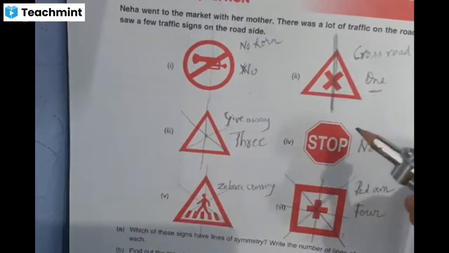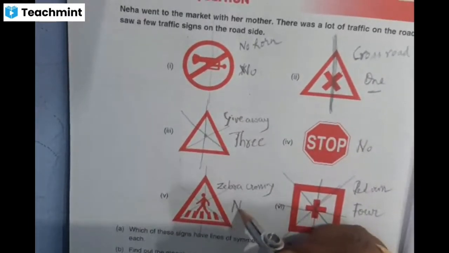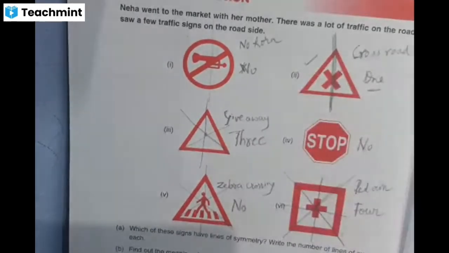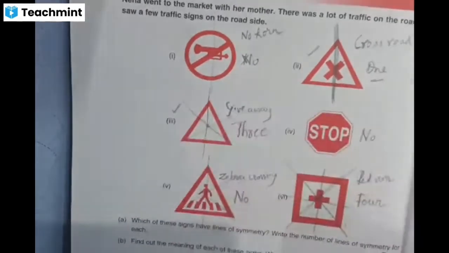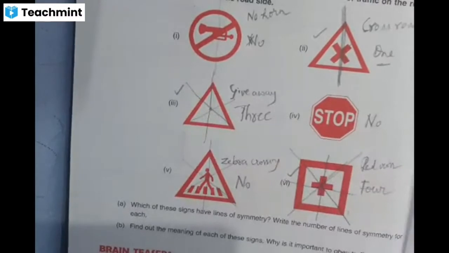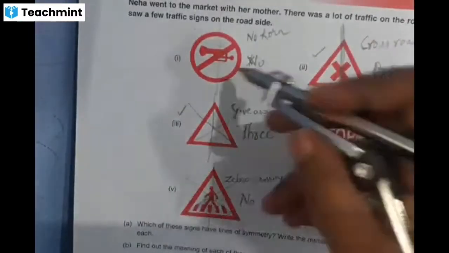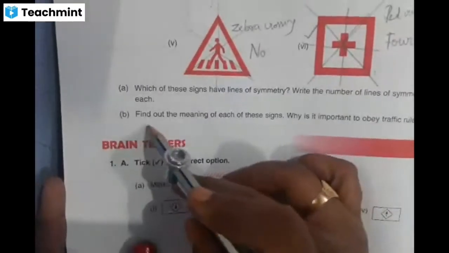That is second, third, and then 6th one. In the other 3 cases, we don't get any lines of symmetry. Then we have question number B.